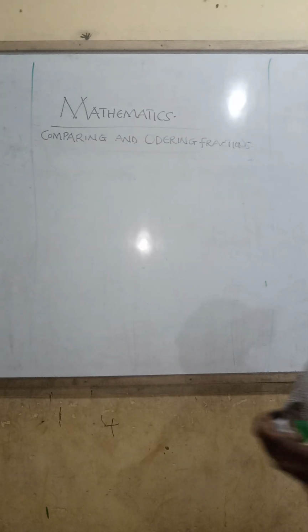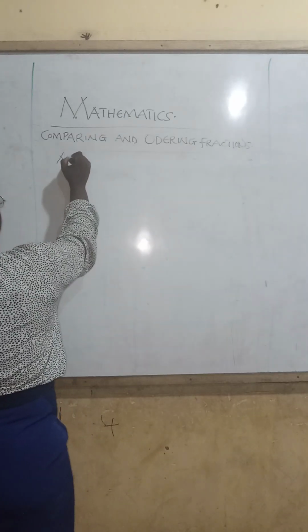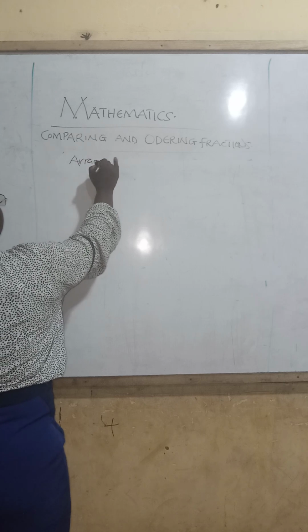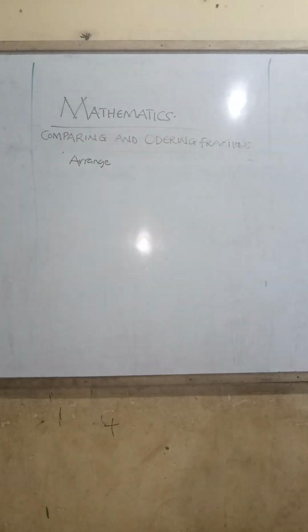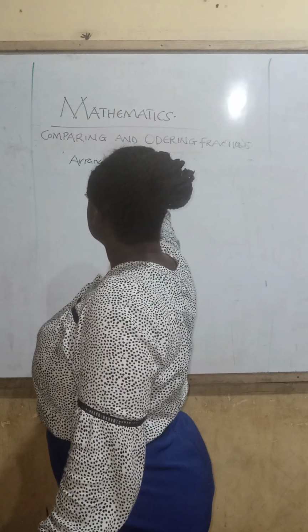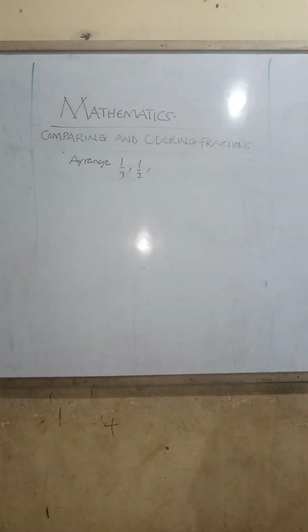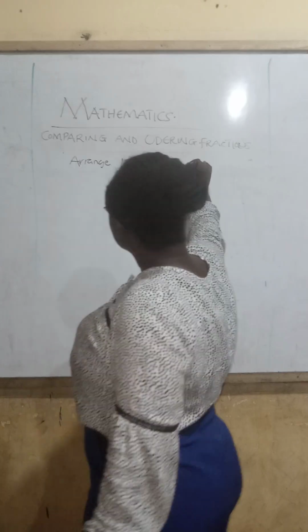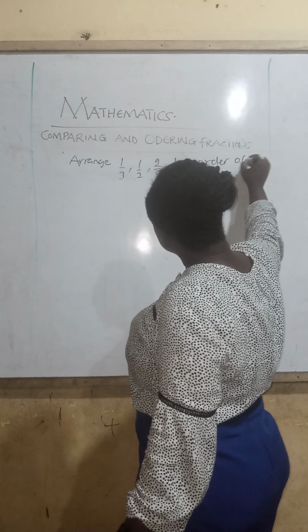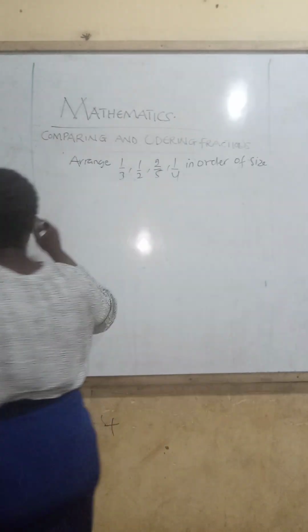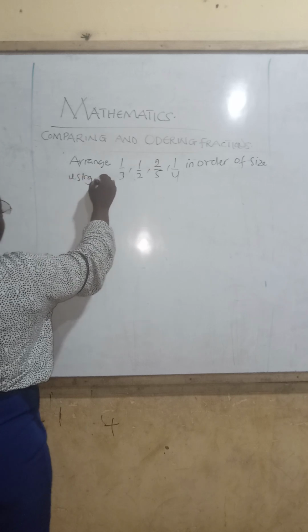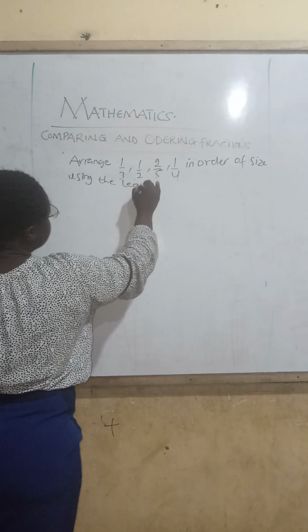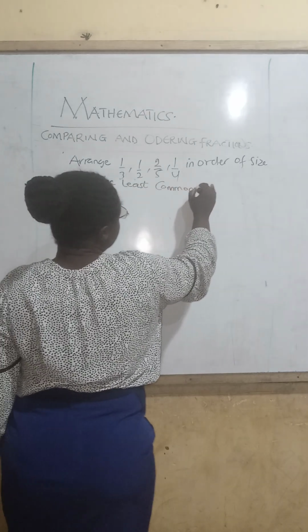So here are some sample questions to do. Arrange 1 out of 3, 1 out of 2, 2 out of 5, and 1 out of 4 in order of size, using the LCM, the least common multiple.